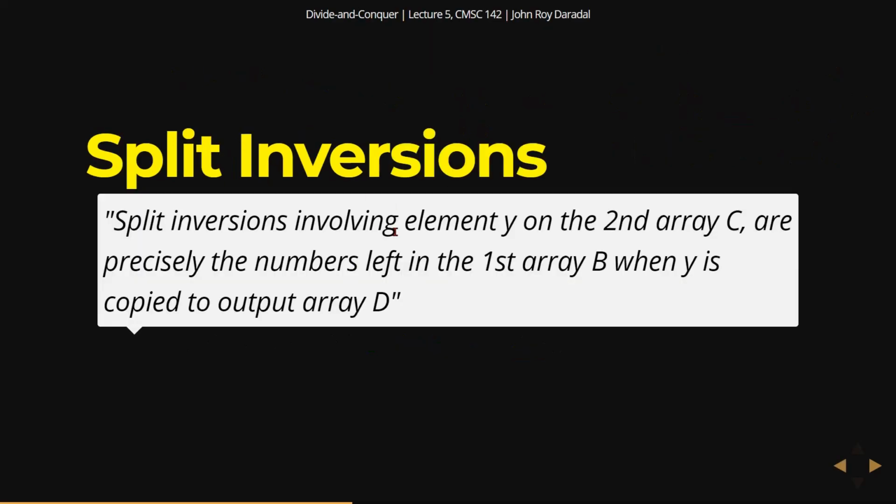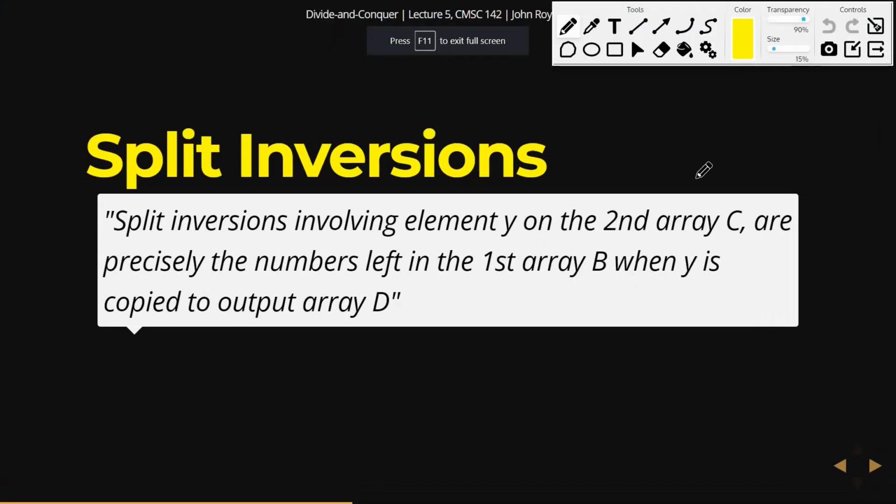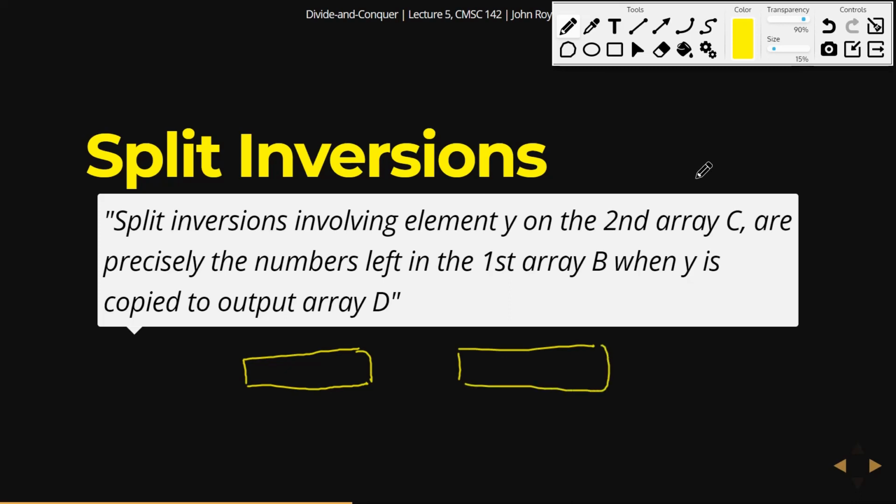Split inversions involving element y in the second array C are precisely the numbers left in the first array B when y is copied to output array D. So, let's try to draw that one. This is how it looks, right? This is the merged version. Let's call this D. We call this B, and we call this C.